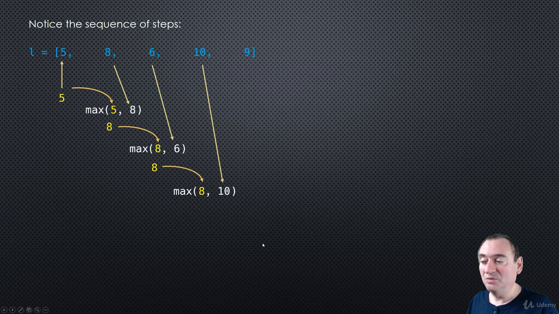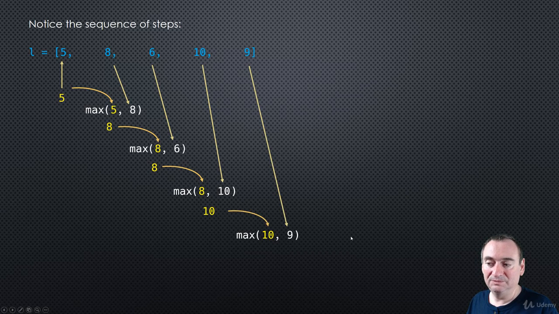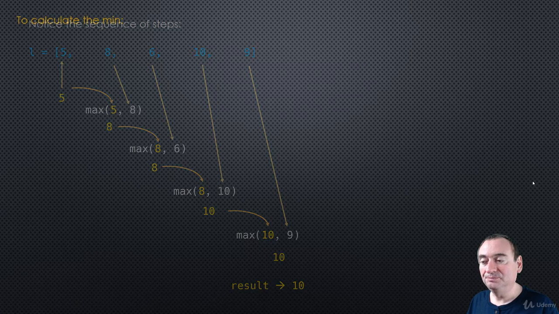We again rinse and repeat. Max of 8, that 8 that we obtained in the previous step, with 10. So now the max is 10, the result is 10. And we apply it once more, max of 10 and 9. And that result is 10, and that's what we return because we're done, we've exhausted the list or the iterable. So the result is 10, and that is the maximum of that list. So it's pretty straightforward if you think of it in terms of that loop that we wrote in that code.